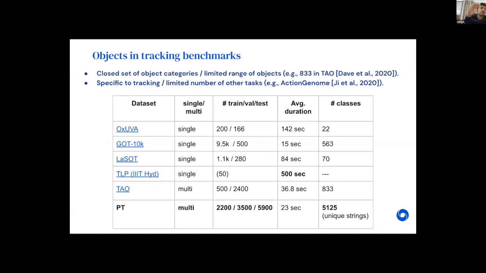Also note that most of the object tracking data sets are just for that specific purpose of tracking. This Perception Test has a dense set of annotations. So in addition to object tracks, you have other associated annotations like point tracking, sound recognition, action recognition, and so on.